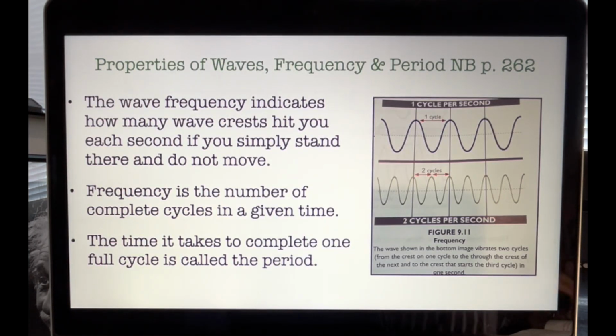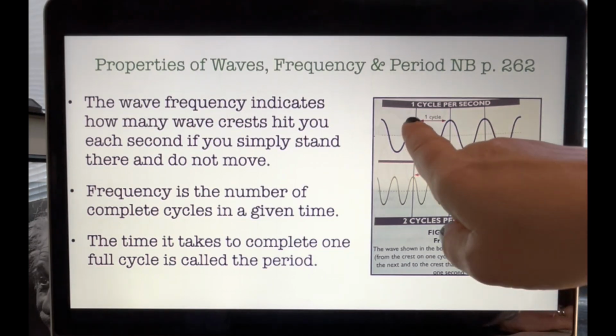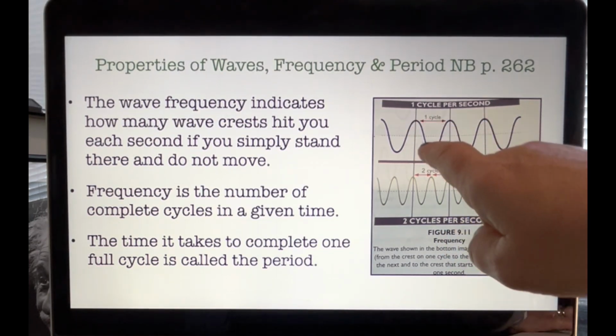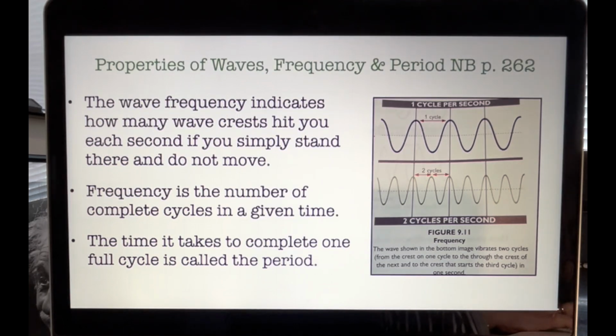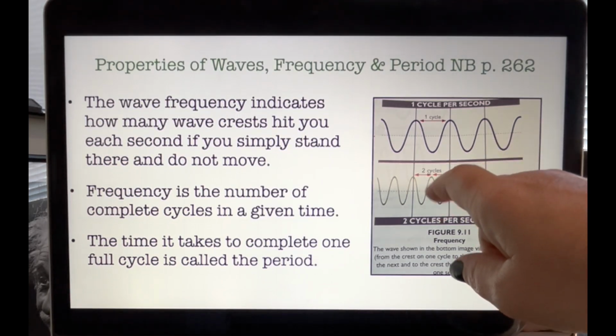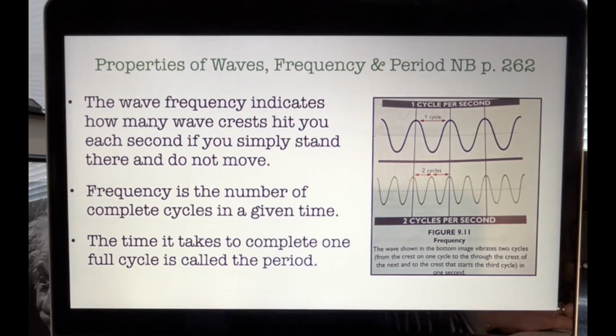Frequency and period. Suppose you are again wading in the ocean at the beach. The wave frequency indicates how many wave crests hit you each second if you simply stand there and do not move. So look at this figure. The black lines indicate each second that passes. The wave shown in the top image vibrates one complete cycle from crest to crest. So we measured from crest to crest, so that's one complete cycle in 1 second. So we have from here to here is 1 second.